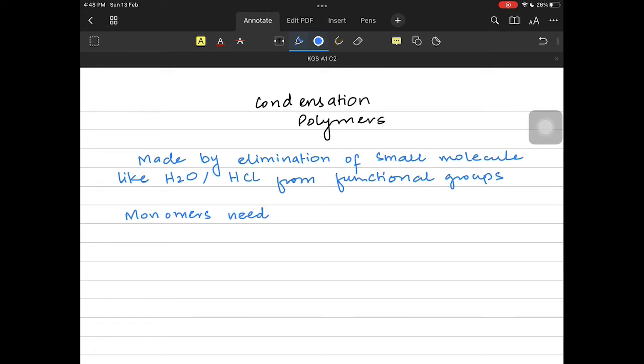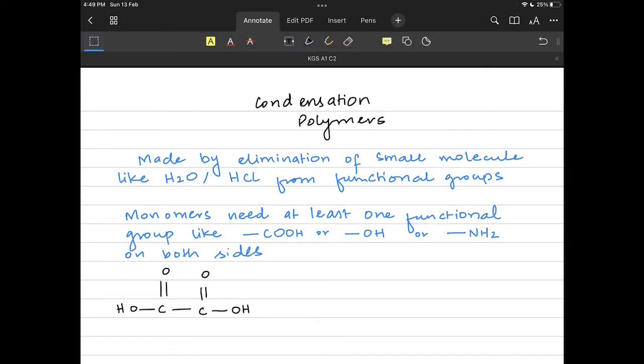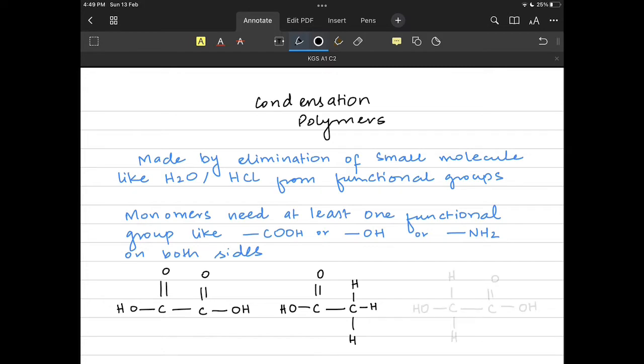So the monomers need two functional groups in total, one on both sides of the monomer. So the monomers need at least one functional group, like the carboxylic acid one, COOH, or the alcohol one, the hydroxyl one, or the NH2, which is the amine functional group, on both sides of the molecule. You can't have it on one side. Like we have a 2 carbon, which has double carboxylic acids on both sides. We have this second one which has the carboxylic acid on the left side but nothing on the right. And there's a third one which has OH on the left side and carboxylic acid on the right side.